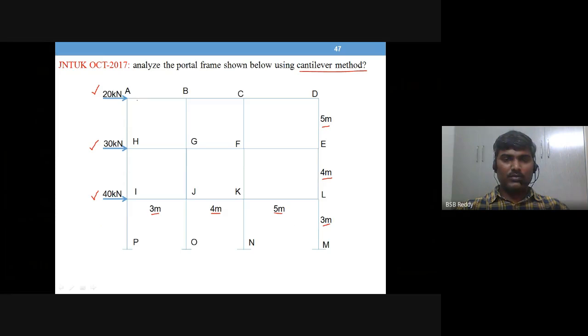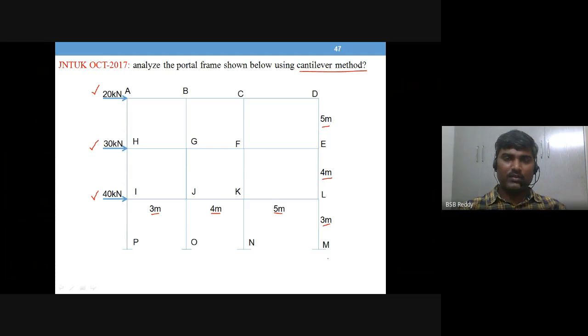Right, so start giving the names for the joints. Notation for the joints: A, B, C, D, as you wish, E, F, G, H, I, J, K, L, M, N, O, P. So there are joints like this, and the members will be called with that joint location. Say member AB is a beam, BG is a column, GF is a beam. Likewise, and P, O, N, M are the bottom supports. So this is the frame given.